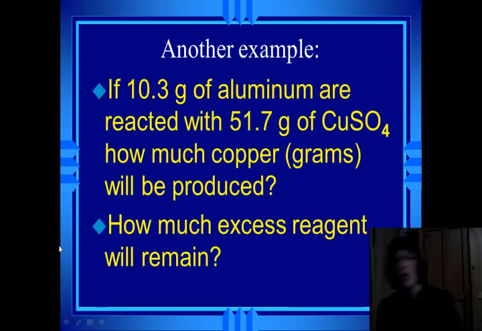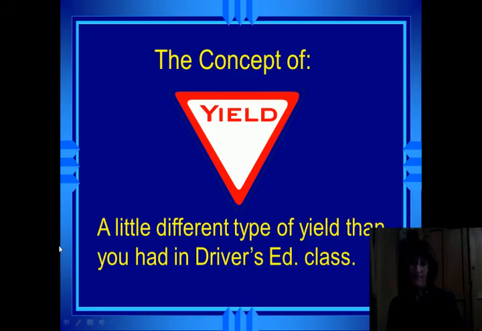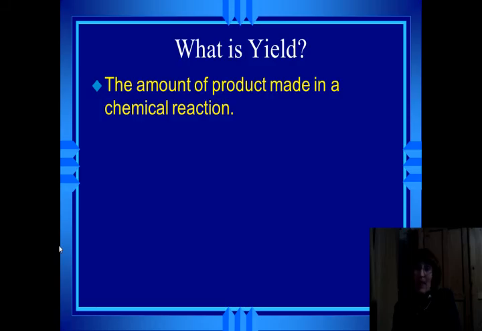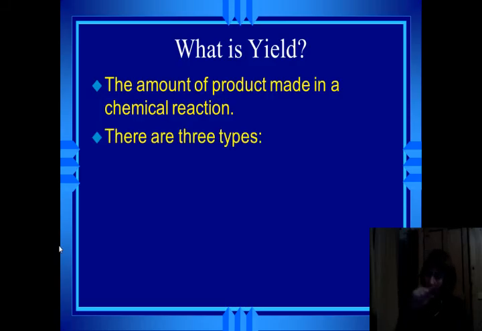So our second question was how much excess reagent remained. Right, so that was how we got all that nasty stuff in there. Now, the next thing is the concept of yield, and it's a lot different than what it is in your driver's ed class. The concept of yield is how much product is made in a chemical reaction. So when we have the little arrow, the yield sign, that's what we're talking about. What's yielded? How much stuff is produced?